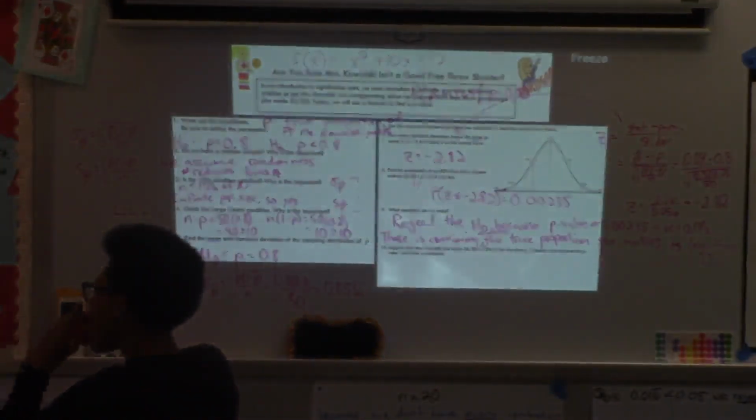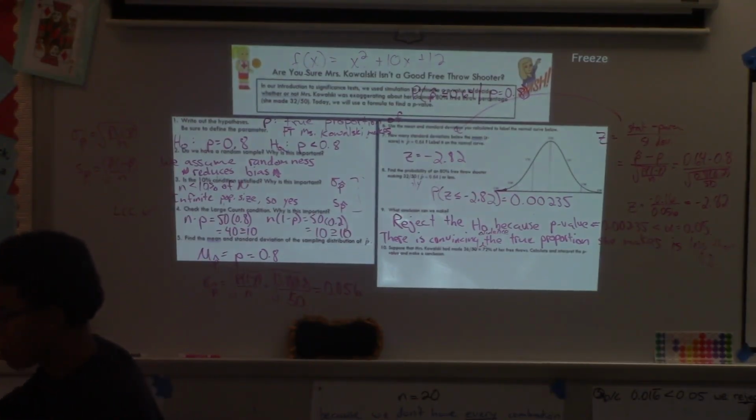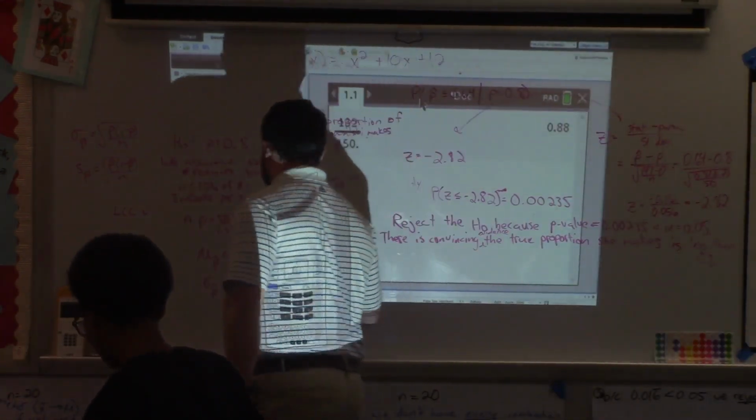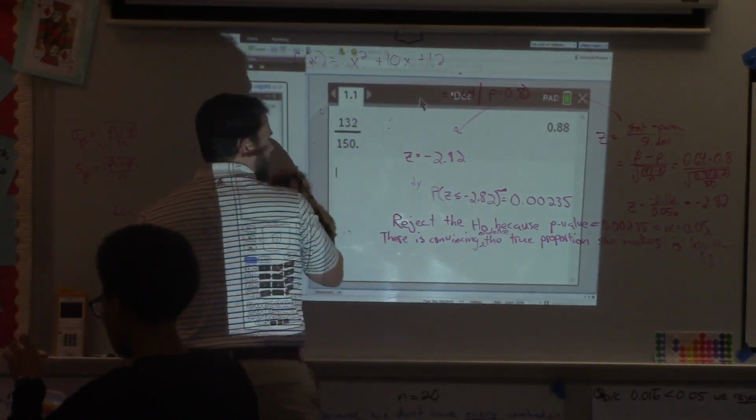So, calculator. Oh, that's frozen. You can't see that. So where am I going to go if I want to do cool stuff? Menu, okay? So hit menu for me. Pick up your calculator, hit menu.